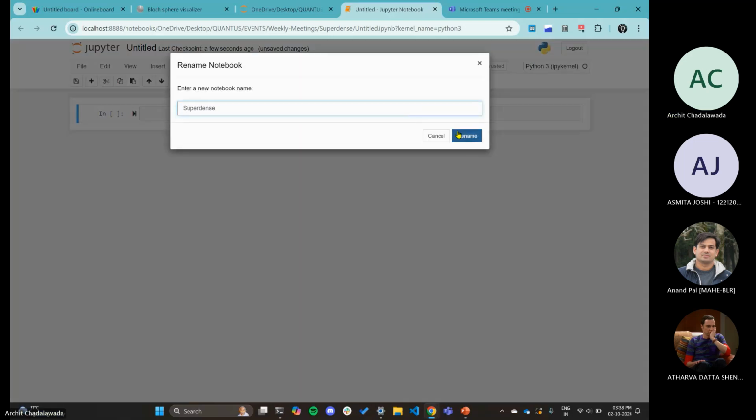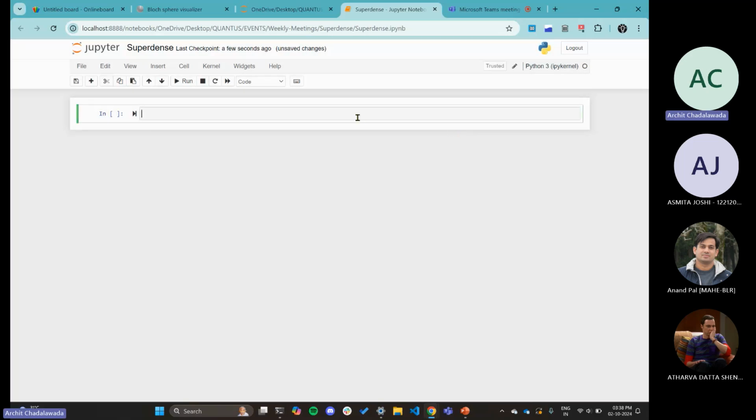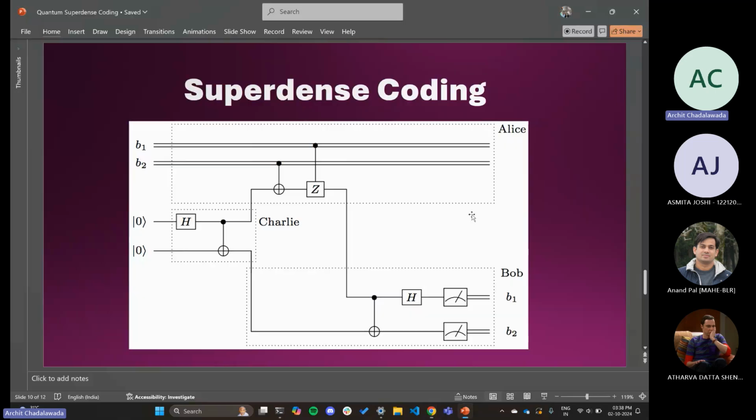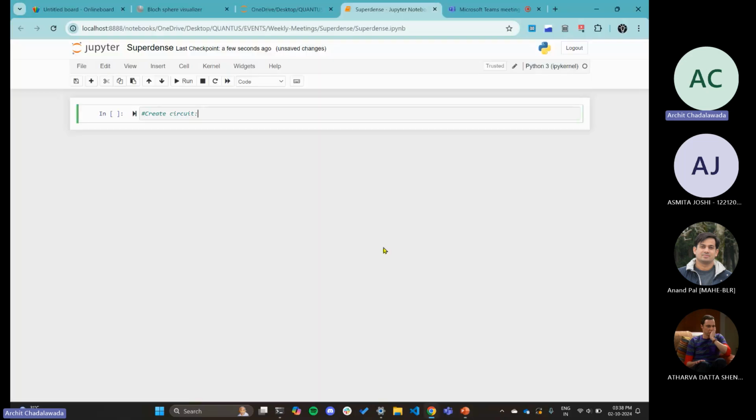okay. So the first step is to create an actual circuit. What are the steps involved in creating a circuit? What components does our circuit have? I'm not going to consider this as part of our circuit. I'm just going to consider it as an input given to the circuit. But a quantum circuit involves mainly these two qubits in a quantum register, as well as the two classical bits that are measured by Bob in a classical register. So let's first create that.